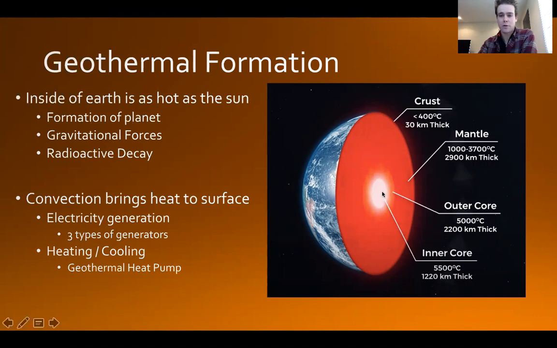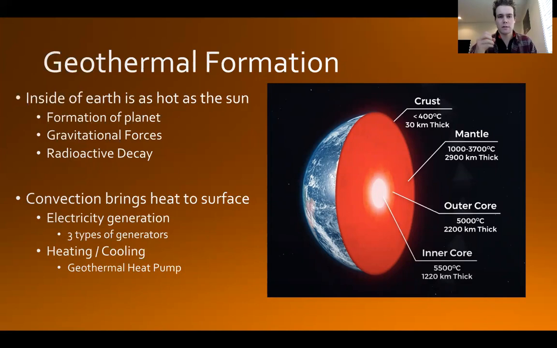The inner core of the Earth is about as hot as the sun is, and this is a byproduct of basically three things. Leftover energy from the formation of the planet about 4.5 billion years ago, frictional forces from gravity pushing dense elements towards the core of the Earth creates heat, and then also the decay of radioactive isotopes in the mantle also produces heat.